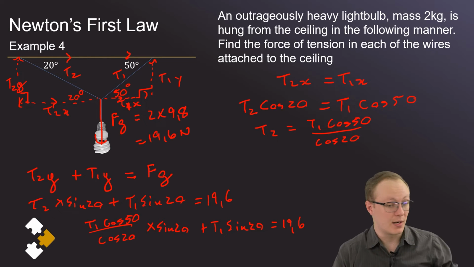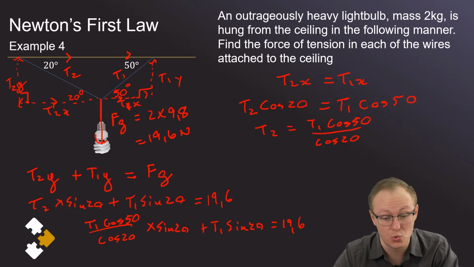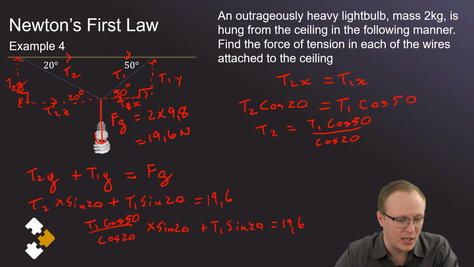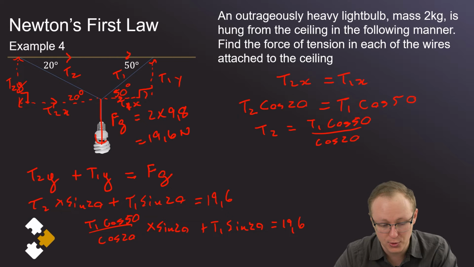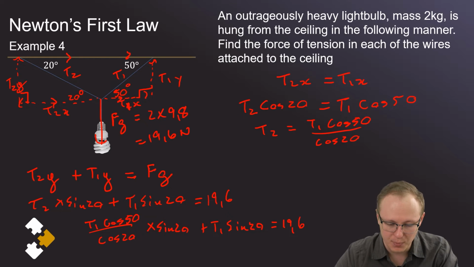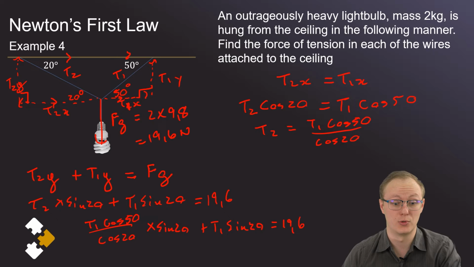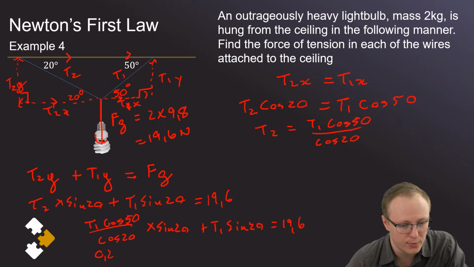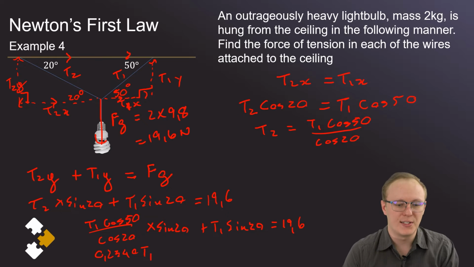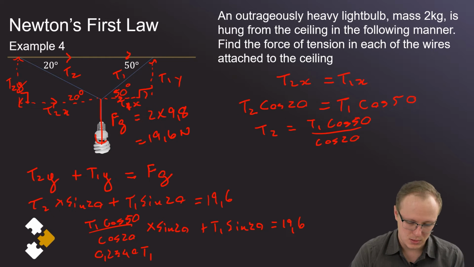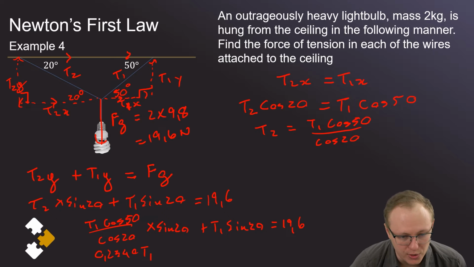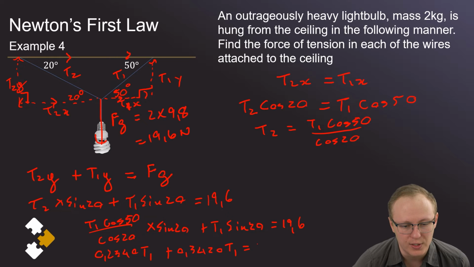Okay, and now I'm in luck because now I have one equation that has T1 in it, and I can solve for T1. So to find the coefficient of T1 for that first term, we have to go and say cos of 50 divided by the cos of 20, and then take that fraction and multiply it by sine of 20. And so we get 0.2340 T1 plus T1 sine 20. So sine 20, if I put it in decimal, is 0.3420. Okay, so plus 0.3420 T1 is equal to the 19.6.